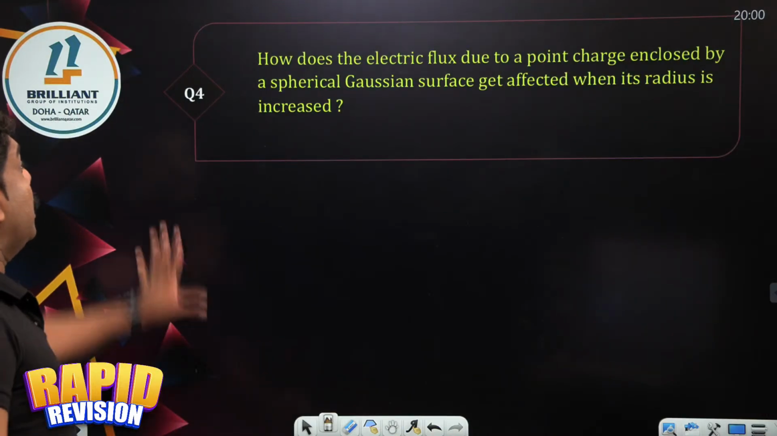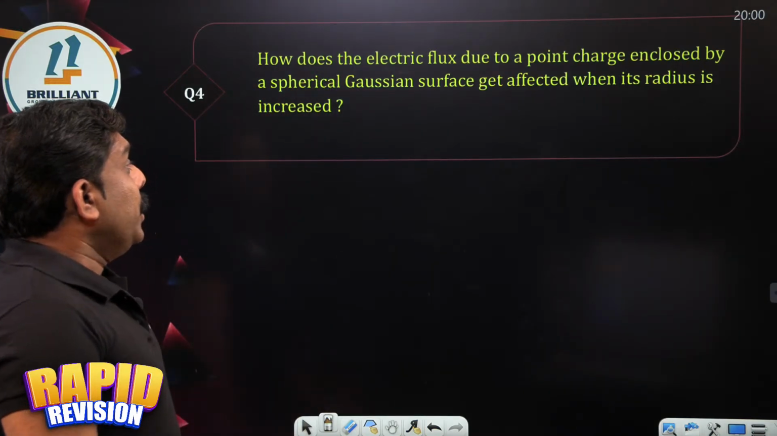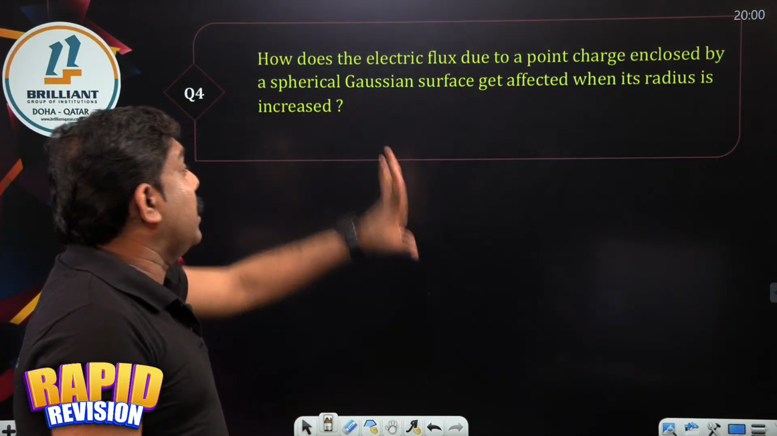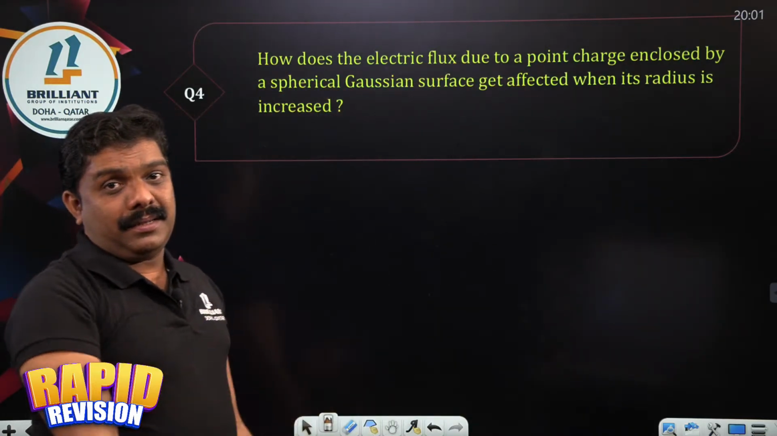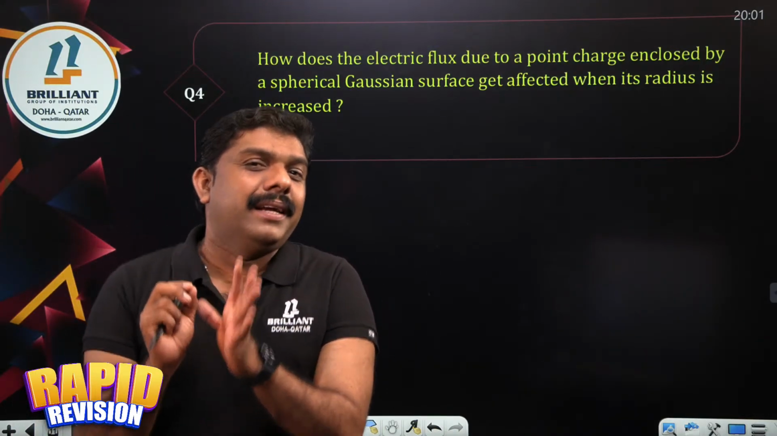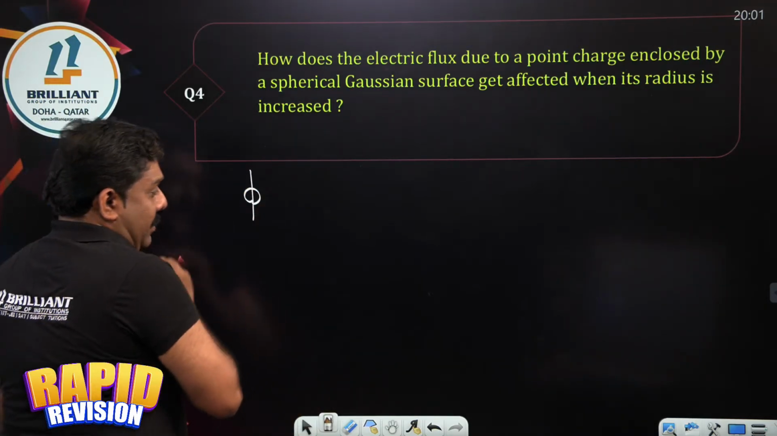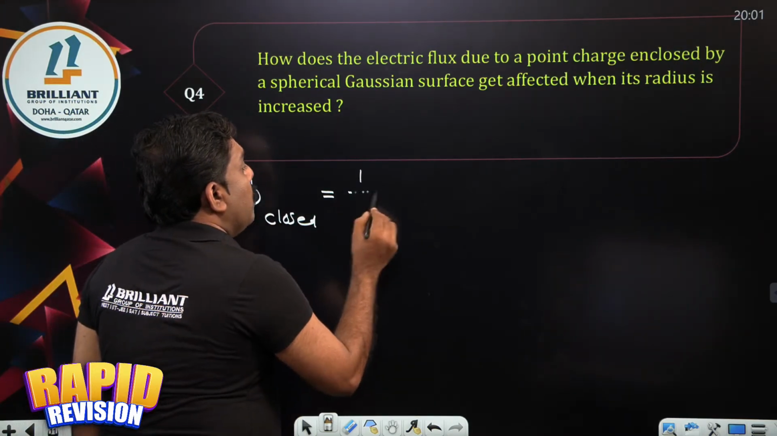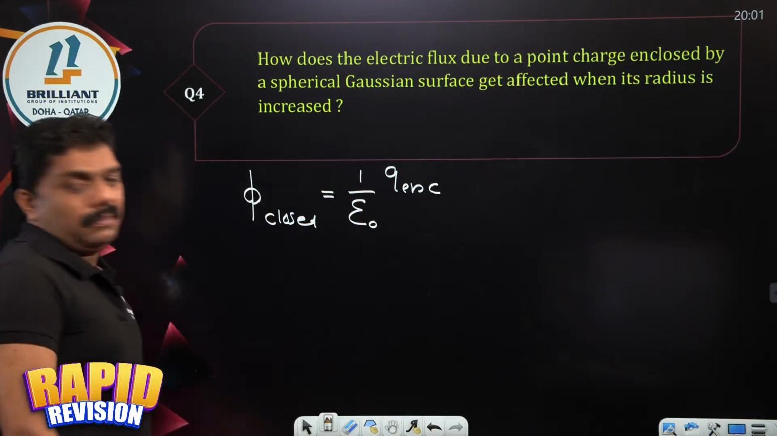Now we are explaining question 4. How does the electric flux due to a point charge enclosed by a spherical Gaussian surface get affected when its radius is increased? A repeated question in the exam, and the textbook backs this idea. So already we know that the total electric flux passing through a closed surface is equal to 1 by epsilon 0 into the charge enclosed.